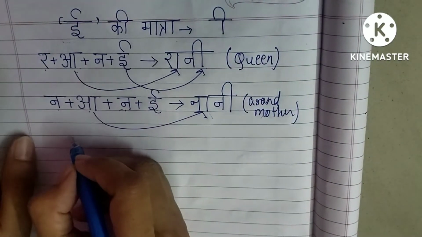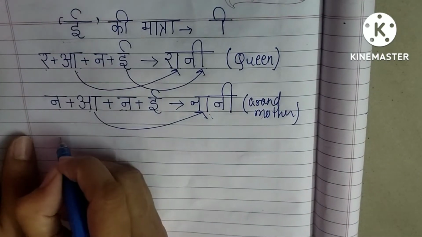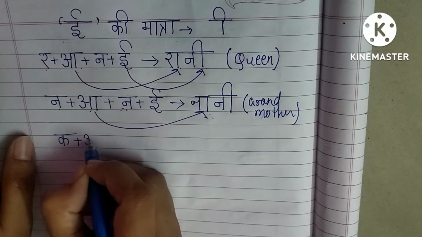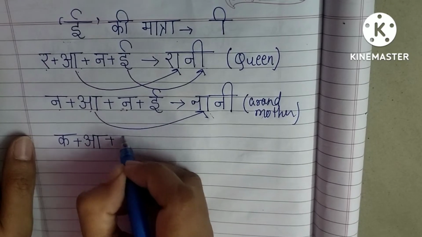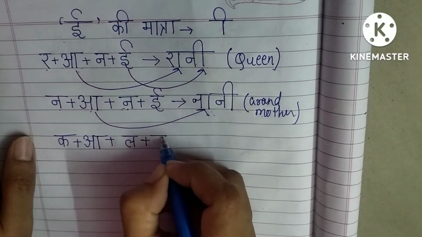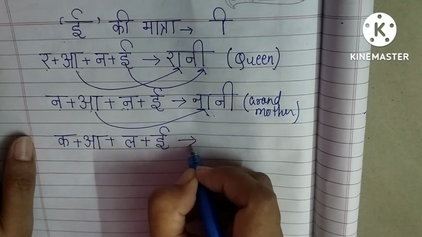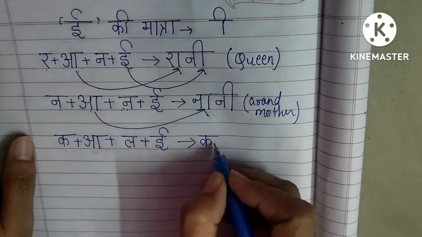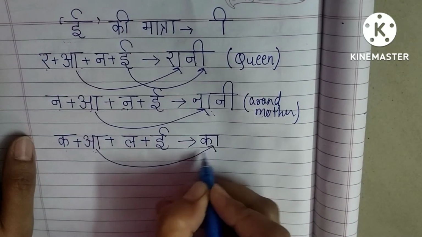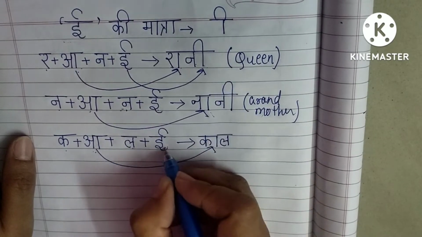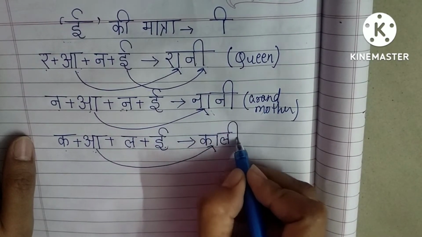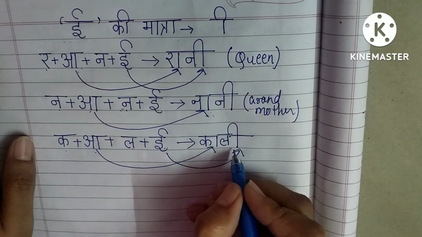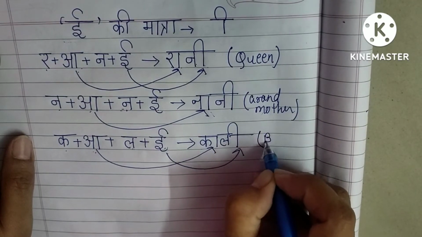Now, another word we can think of is Kali. How to write Kali? Ka. Then A. Ka. Then La. Then E. Kali. Ka, A, Ka. Then in place of this A, put A ki matra. This is A ki matra. Then write this La, and put this E ki matra. How to put this E ki matra? Like this. So ka, a, ka, la, e, li, Kali. Kali means black.